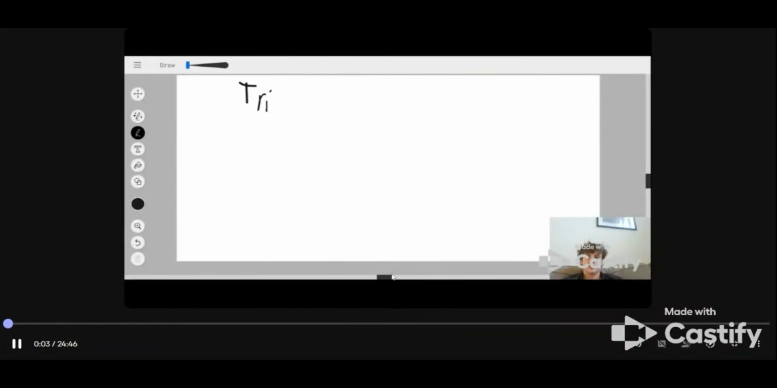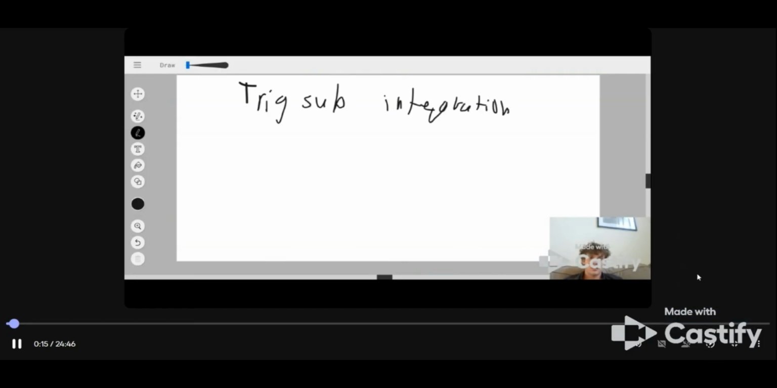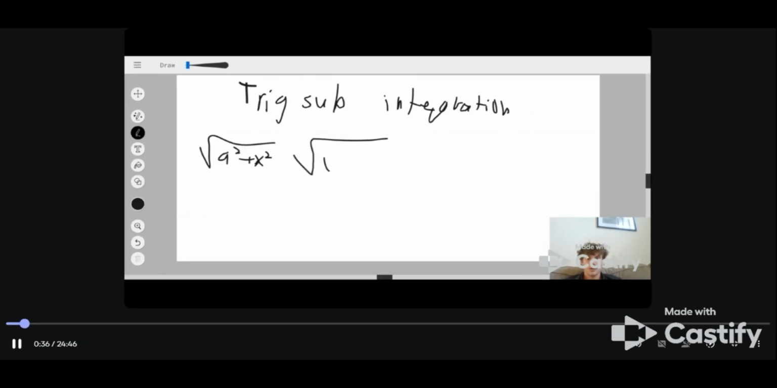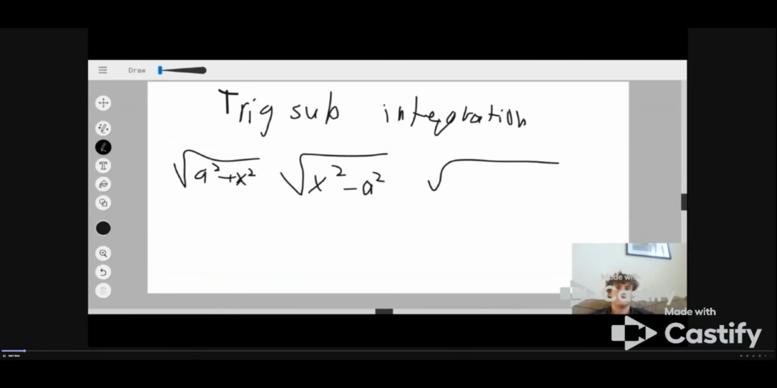Alright, let's look at some trig sub integration. For trig sub, honestly, the most important thing to remember is the 3 forms that you need to look out for when you are integrating. If you know these 3 forms, you pretty much can do almost every type of trig sub problem in Calc 2. And these are the 3 forms.